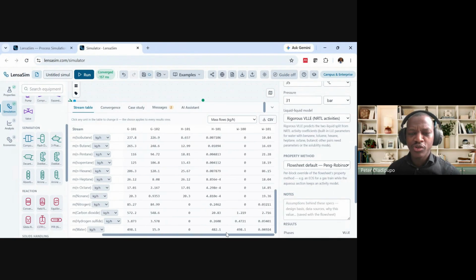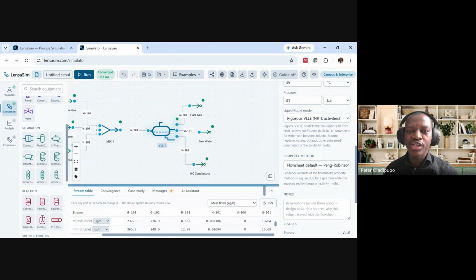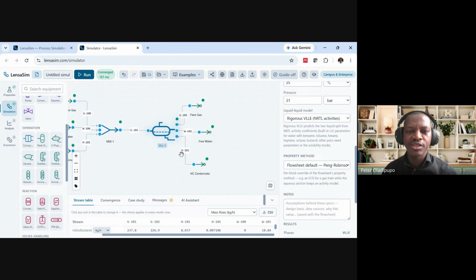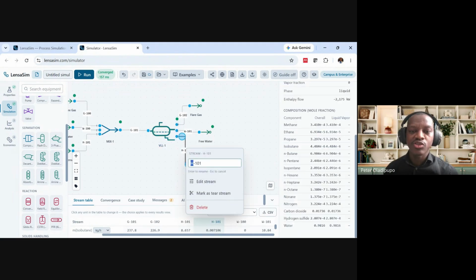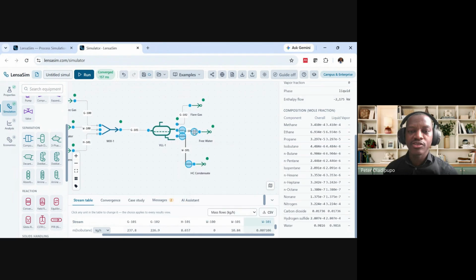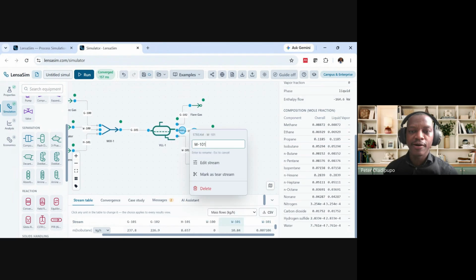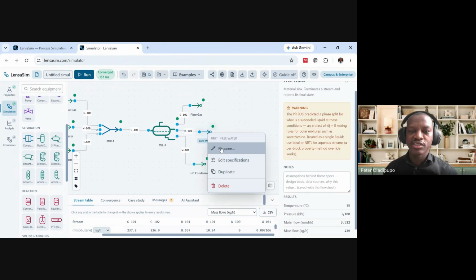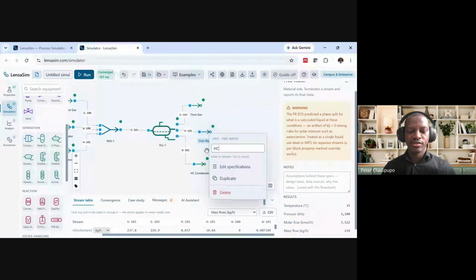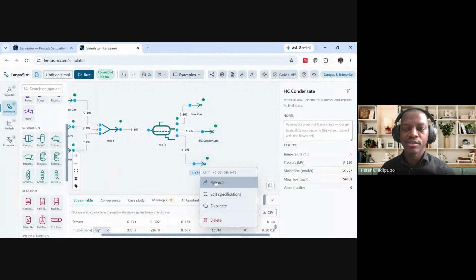Sorry, there's a confusion here. That is all going to H101, so this should be H101. This should be the water stream, W101, and this should be the HC condensate. Let's see, there's an error here. So this should be HC condensate. Let's just check.